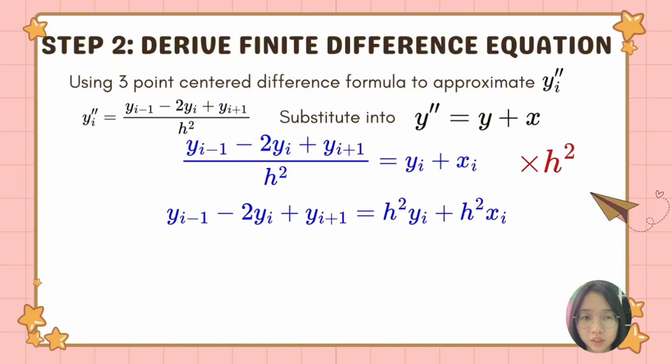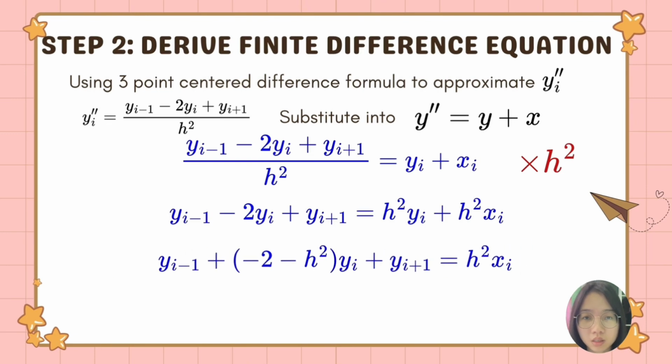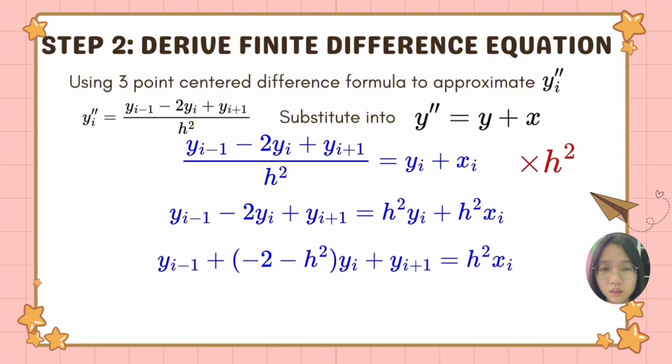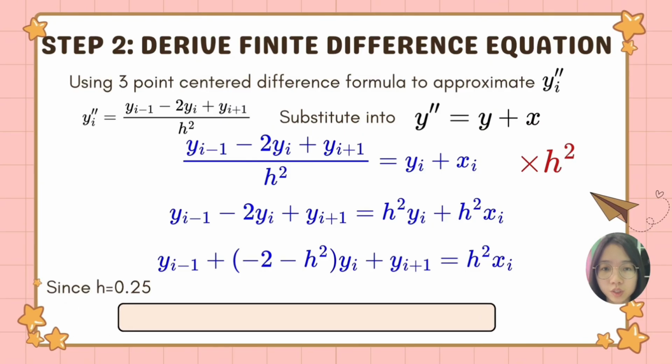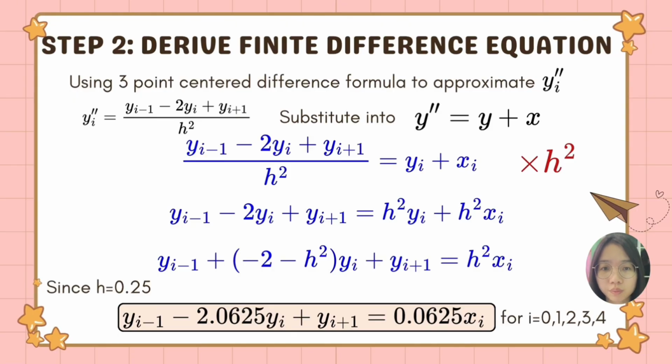We will get the equation y_{i-1} minus 2y_i plus y_{i+1} equal to h squared y_i plus h squared x_i. And next, we rearrange the y_i terms so that the equation will become like this. And since h equal to 0.25 and h squared equal to 0.0625, the final difference equation becomes y_{i-1} minus 2.0625 y_i plus y_{i+1} equal to 0.0625 x_i. And these equations will be used to form the system of equations.